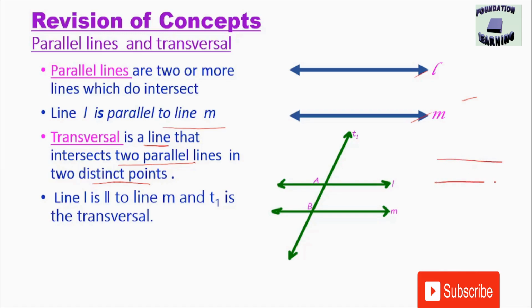Now we have these parallel lines and then we have a line which is intersecting the parallel lines at two points, not at one point, at two points. And this is known as a transversal. In the figure, line L is parallel to line M, and T1 is a transversal. T1 is intersecting line L at point A and line M at point B. So, what are parallel lines? Lines which do not intersect. And a transversal is a line which intersects the parallel lines in two distinct points.